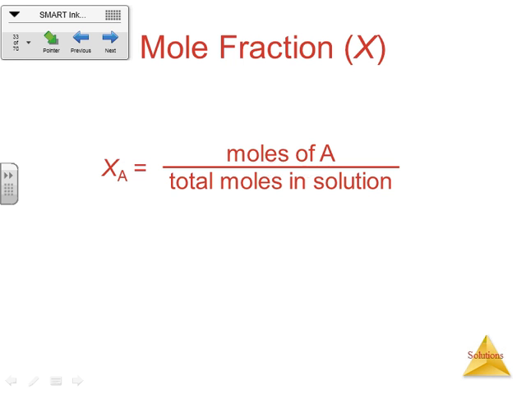Okay, mole fraction. This one we don't need to talk about a whole lot because we just talked about this in the last unit that we covered in the gas laws, right? But you can find a mole fraction with solutions just like you can with gases. It's just the moles of whatever you're looking at divided by the total moles in the solution. So I'm just going to mention that as a way of expressing concentration.